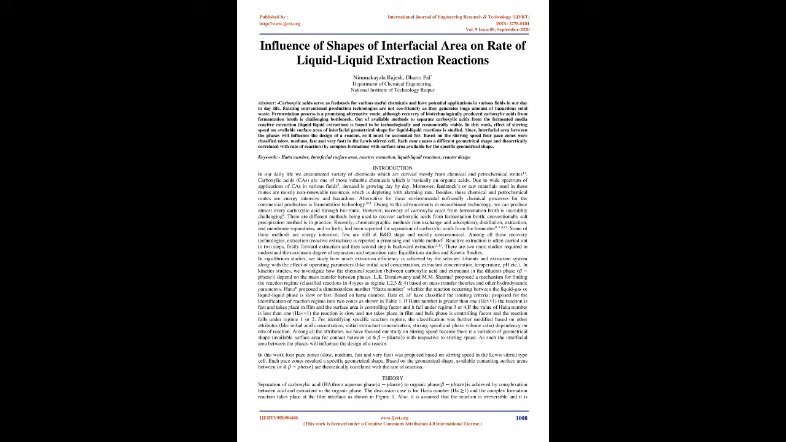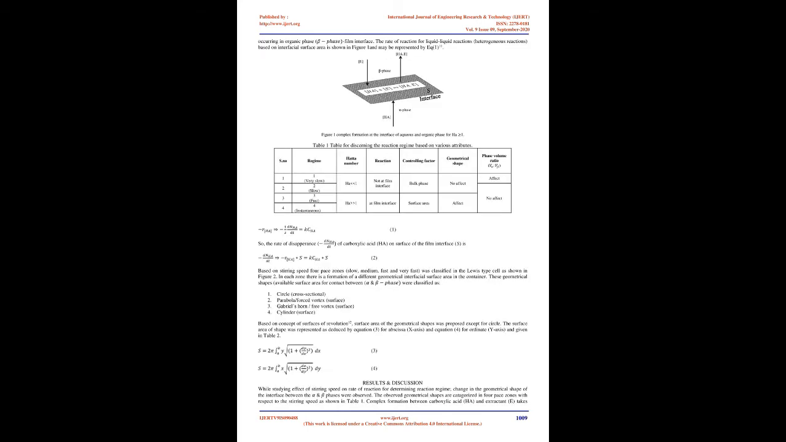technologically and economically viable. In this work, the effect of stirring speed on available surface area of interfacial geometrical shape for liquid-liquid reactions is studied. Since the interfacial area between the phases will influence the design of a reactor, it must be accounted for. Based on the stirring speed, four phase zones were classified: slow, medium, fast and very fast, in the Lewis stirred cell. Each zone causes a different geometrical shape and is theoretically correlated with the rate of reaction, by complex formation, with the surface area available for the specific geometrical shape. Keywords: Hatta number, interfacial surface area, reactive extraction, liquid-liquid reactions, reactor design.